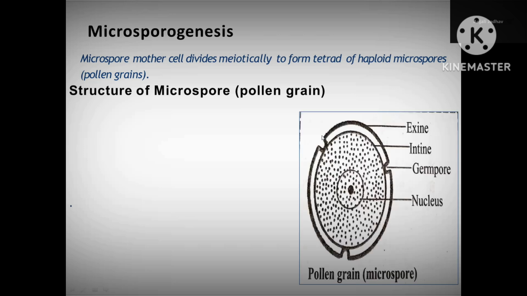Now, we are going to learn the structure of microspore or pollen grain. This is a diagram of pollen grain. Pollen grain is a haploid, non-motile, unicellular, uninucleate mass of protoplasm. Haploid means single set of chromosomes. Non-motile means no movement of pollen grain, and unicellular means made up of a single cell. Uninucleate means a single nucleus is present.